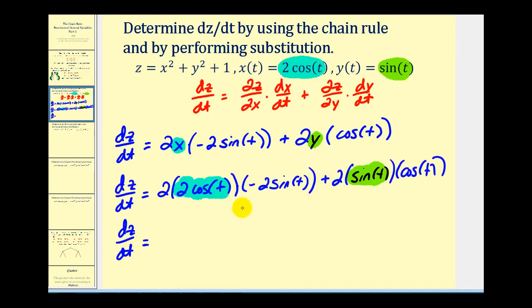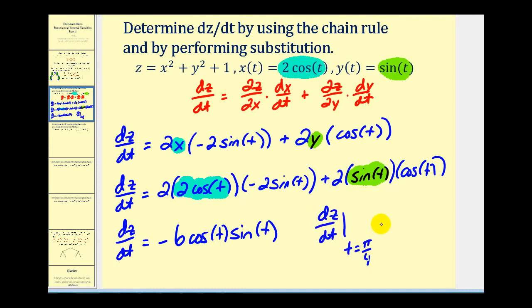Now let's take a close look at this. These are actually like terms. Here we're going to have negative 8 cosine t sine t plus 2 cosine t sine t. That's going to give us negative 6 cosine t sine t. Now just for an illustration, I went ahead and evaluated this derivative at t equals pi over 4. And that came out to negative 3.